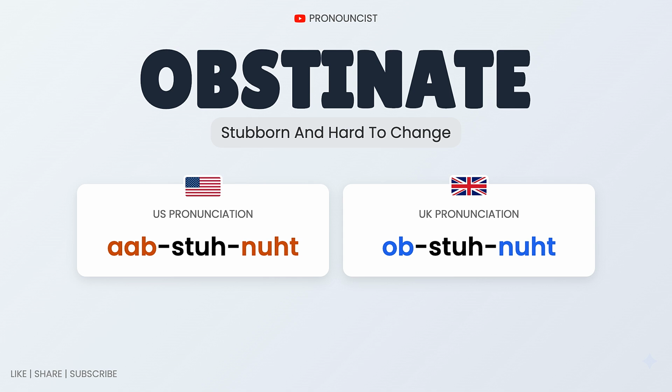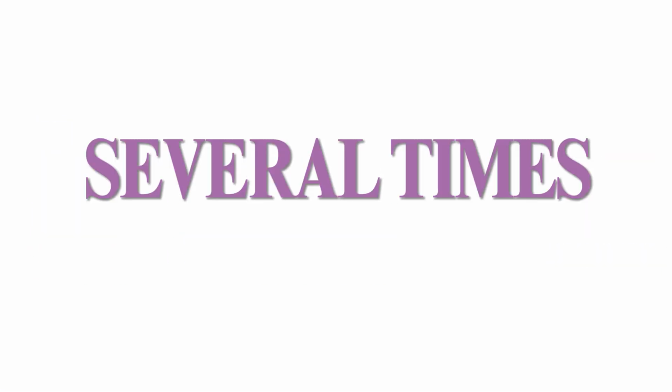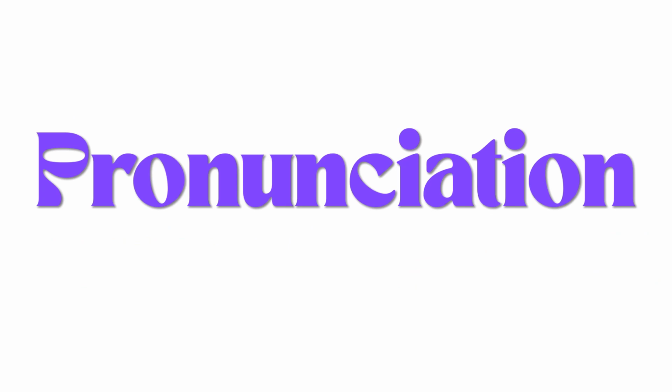Practice repeatedly and you'll soon be able to say this word perfectly. The best way to practice is to repeat the syllable multiple times. The meaning of the word is stubborn and hard to change. Try repeating this word several times to improve your pronunciation.